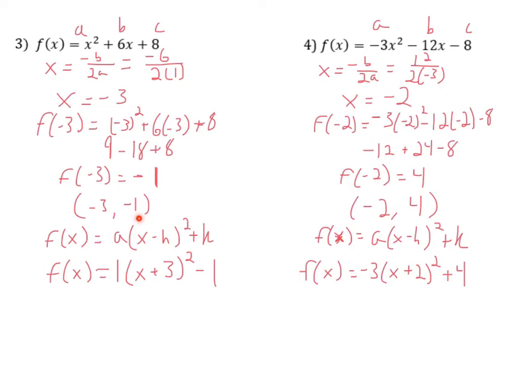For number 4, you should have got x equals -2 when you plugged into negative b over 2a. Plug -2 into your function, and you get 4. Your vertex is (-2, 4). So when you go to write it in vertex form, f of x is going to equal -3, your original a value, times (x plus 2), quantity squared, plus 4.